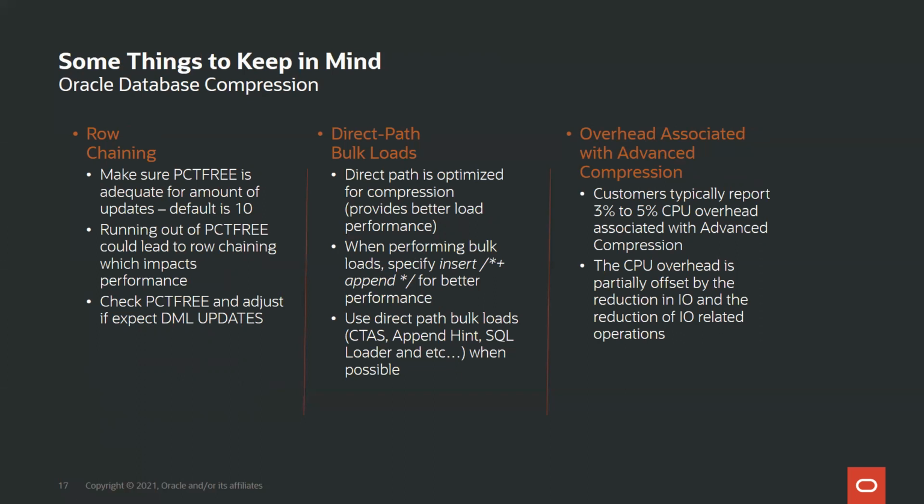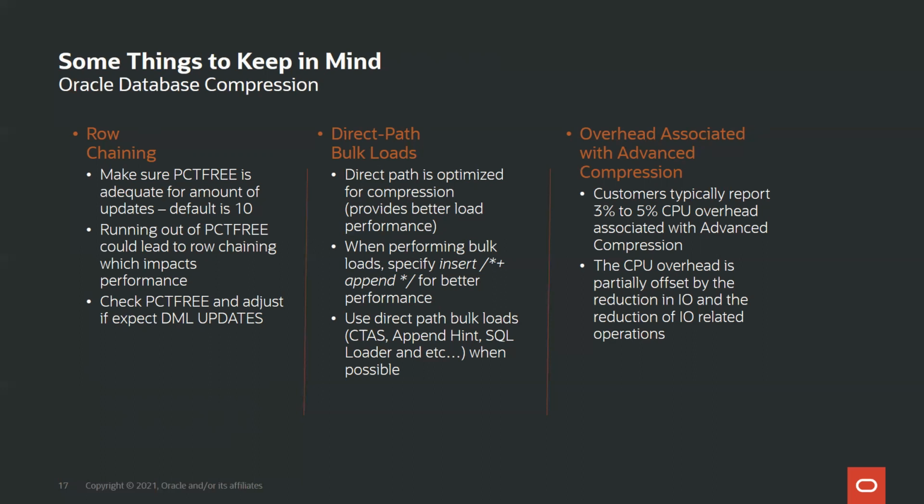It's much more straightforward than going through a conventional path, which would require possibly multiple recompressions of the same block over and over again, depending on how the data is loaded. So with a direct path, you write the block once, it's already compressed. If you do a conventional path, it may require multiple recompressions of the same block as that block fills back up multiple times. So the recommendation again is, if you're doing a bulk load, to use direct path bulk loads.